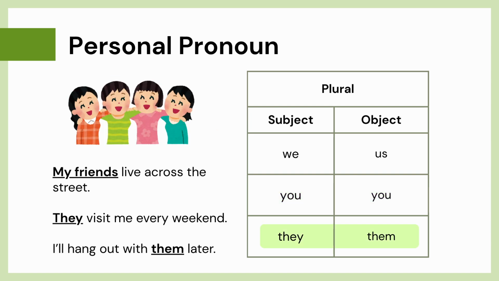Lastly, when we want to talk about two or more people, animals, things, ideas, etc., we use the pronoun they for the subject and them for the object. My friends live across the street. They live across the street. They visit me every weekend.